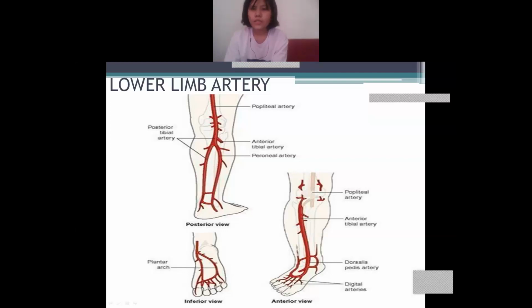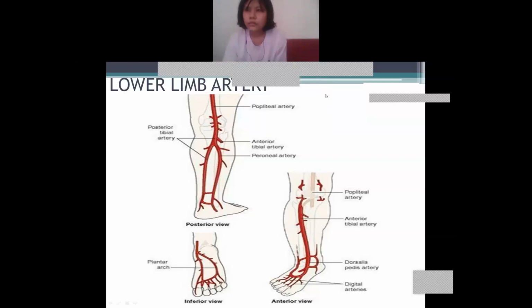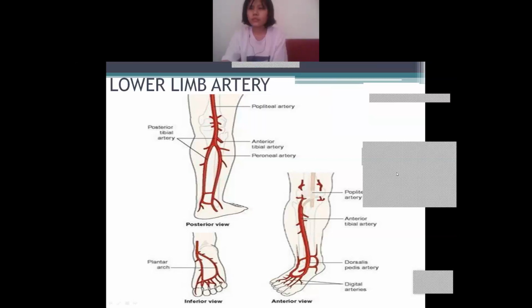Okay, is everyone clear? Starting from the femoral artery till the digital arteries. Is everyone clear? Yes, yes, ma'am. Will you be able to say it?